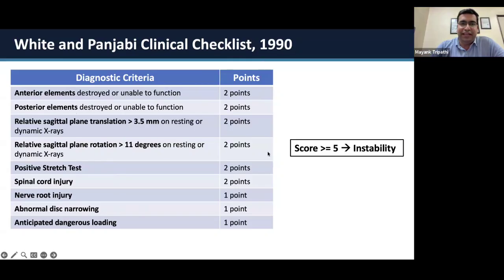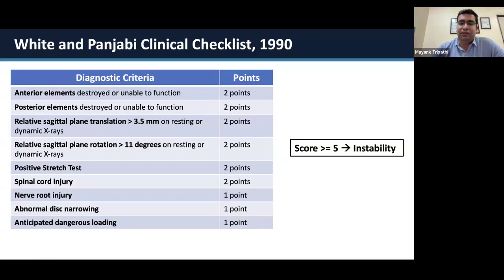According to this checklist, different points were given. Like if the anterior elements were destroyed, 2 points were given. 2 points for posterior elements destruction. If there was a relative translation of more than 3.5 mm in the sagittal X-ray, 2 points were given. If there was relative sagittal plane rotation of more than 11 degrees, then 2 points were given. The patient had a positive stretch test.